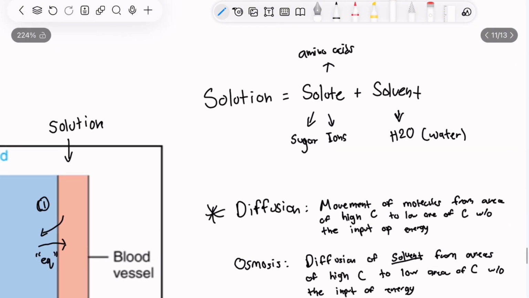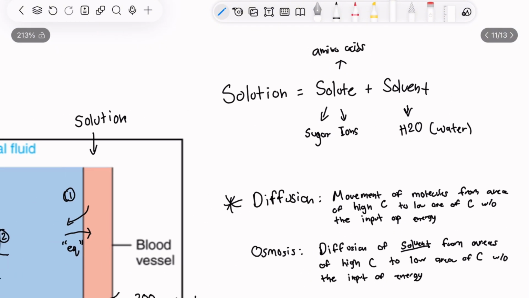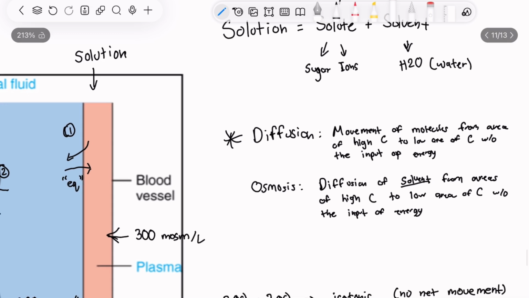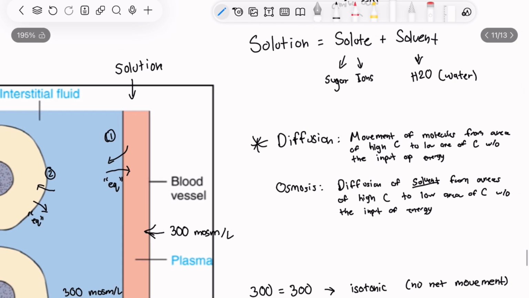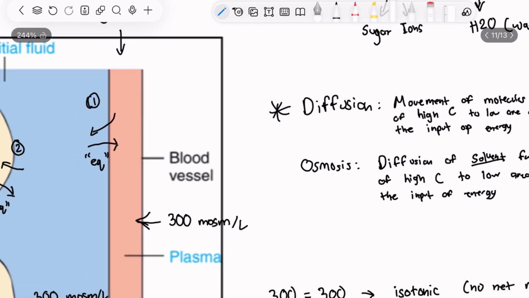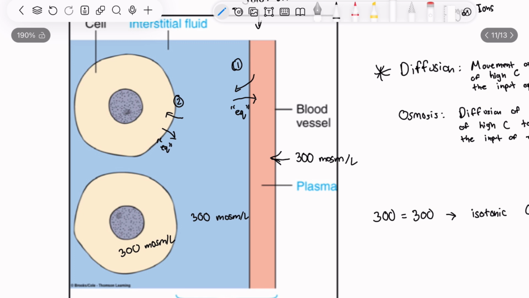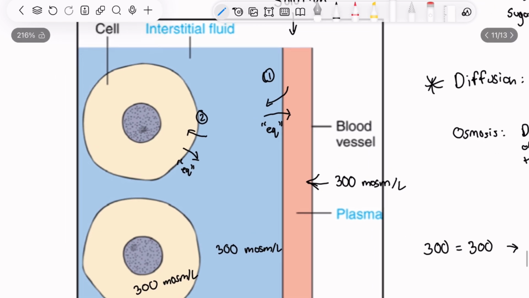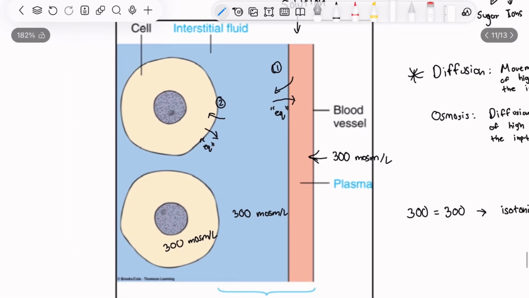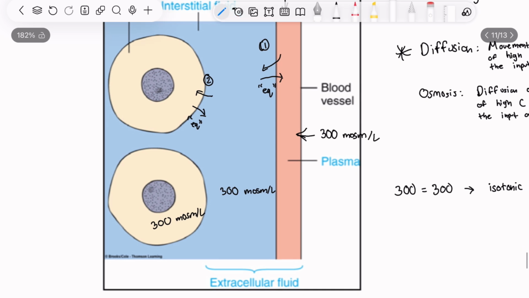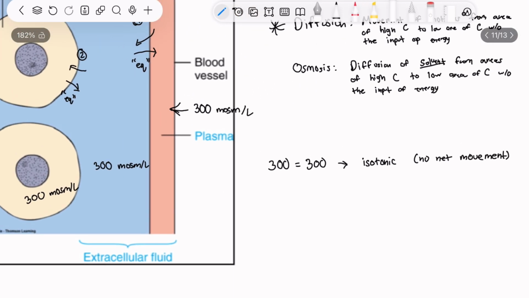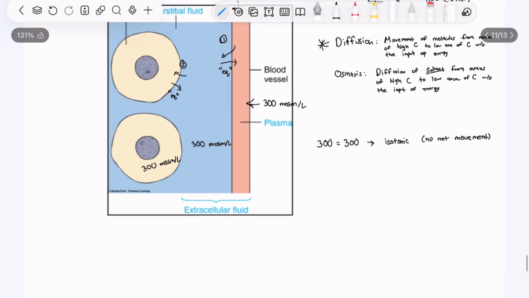Diffusion is the movement of molecules from areas of high concentration to areas of low concentration without the input of energy. And osmosis is the diffusion of solvent from areas of high concentration to areas of low concentration without the input of energy. But the one that he was emphasizing is diffusion. Okay. And so let's say your body has a normal concentration of around 300 milliosmoles per liter, and that applies to the plasma, interstitial fluid, and the cell. So if everything is equal, there is no net movement. That is called isotonic.